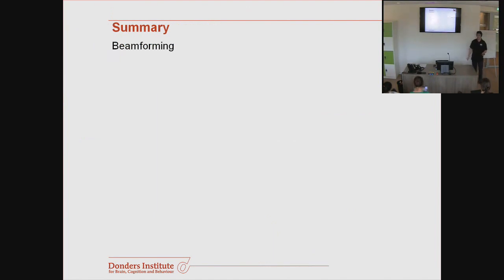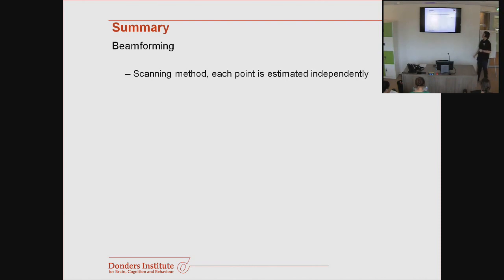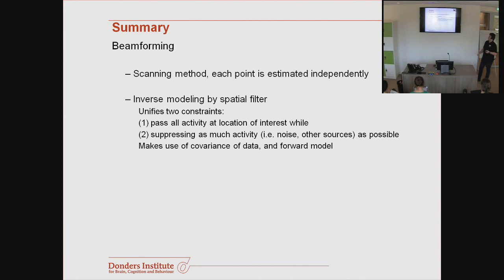All right, so to summarize, we went through a technique called beamforming, and I believe you know now that this is not really a source reconstruction method, but more of a scanning method, so you go from one location to another. And you make two constraints: you want to have a maximum output at a location of interest, but at the same time, given your data, you want to adaptively suppress all the other interfering sources that you are basically not interested in. So beamforming makes use of the covariance of the data and the actual forward model. How is a source seen by the sensor array?